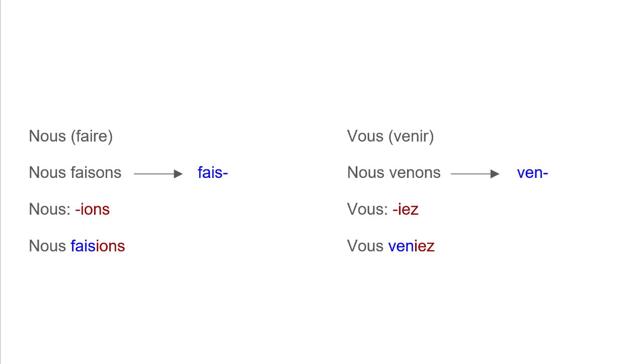For the verb faire, you'll think nous faisons. It gives you the stem. If you want to use it with nous in the imparfait, then the ending you'll need is IONS. And we have nous faisions.